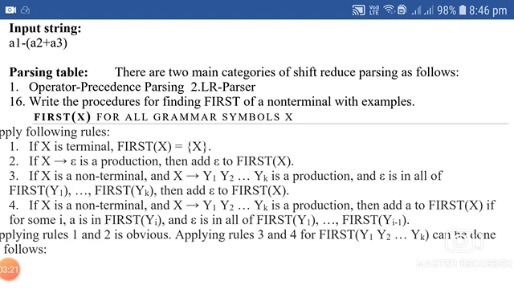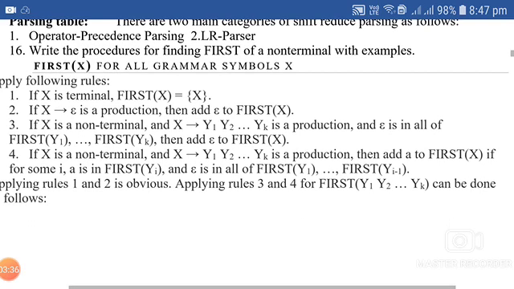And number 3, if X is a non-terminal and X → Y1 Y2 ... Yk is a production, and ε is in all of FIRST(Y1) through FIRST(Yk), then add ε to FIRST(X). And number 4, if X is a non-terminal and X → Y1 Y2 ... Yk is a production, then add a to FIRST(X) if for some i, a is in FIRST(Yi).